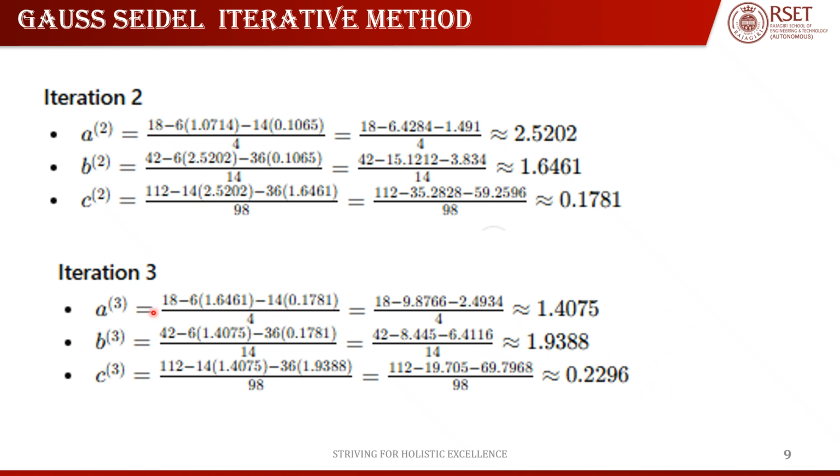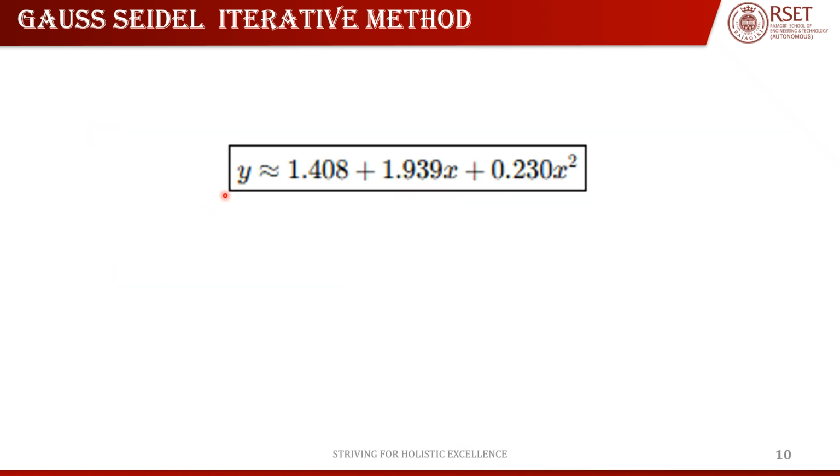You are asked to find up to 3 iterations. So after 3 iterations, you have your value of a approximately equal to 1.4075, your b is equal to 1.9388, and your c is equal to 0.2296. So your parabola will be approximately, here it's a, which is 1.408, here it's the value of b, and here it's c. Substitute the values and this will be the parabola.